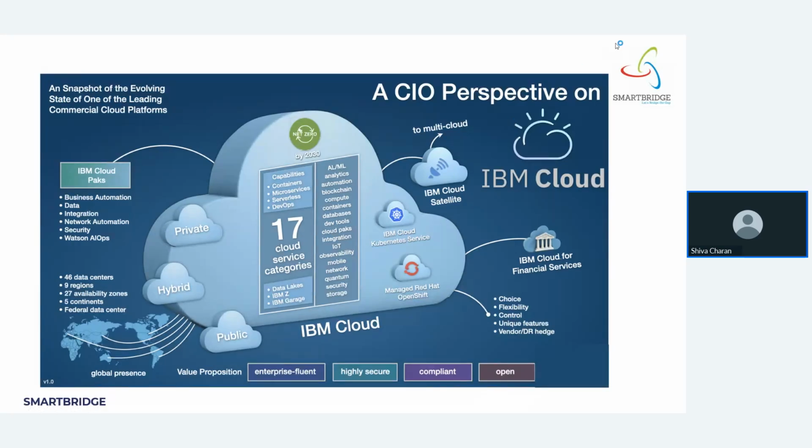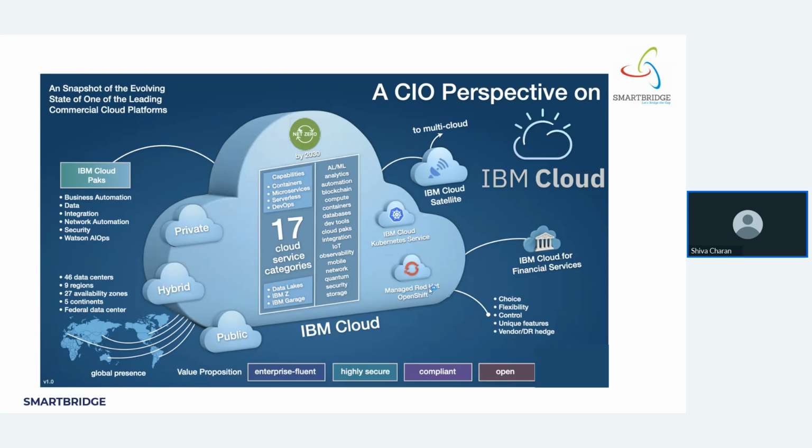So this is about the IBM Cloud, and what are all the features present in the IBM Cloud. How many data centers are present? How many regions? How many availability zones? In how many different continents does IBM operate? This is completely about IBM. You can see over here the different types of clouds available: public, private, and hybrid.